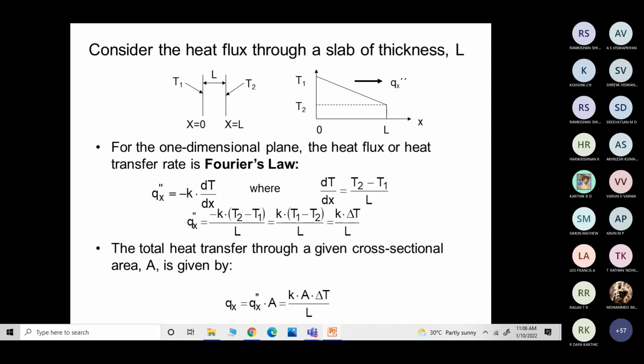So that particular thing you have to understand, why the minus sign is there in minus k. The minus sign indicates the decreasing temperature along the direction of increasing thickness. So that particular thing you should know.